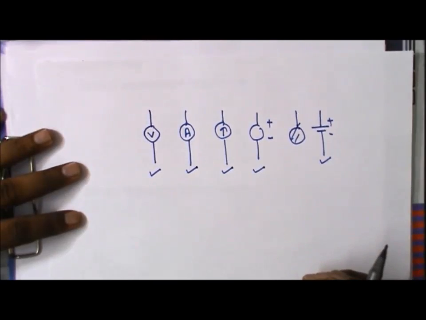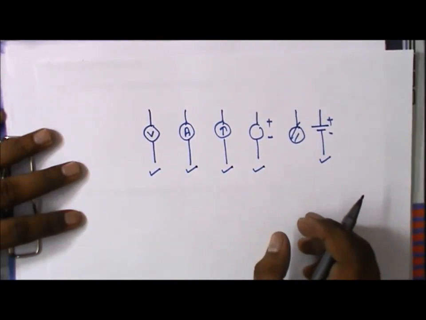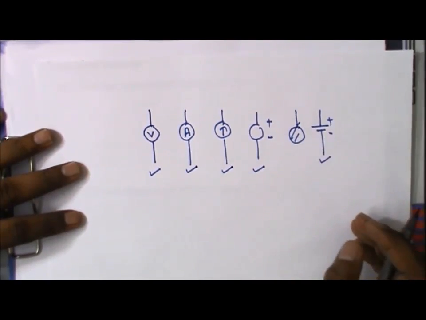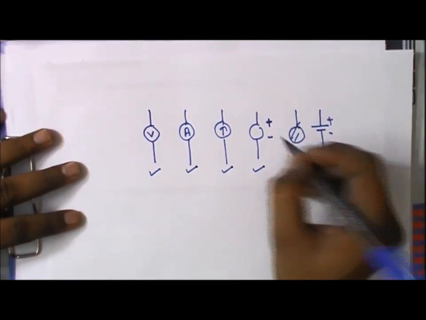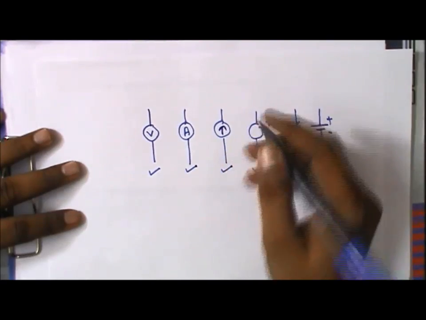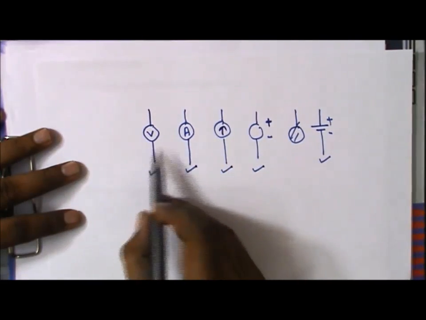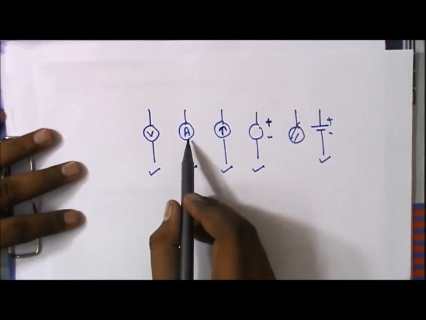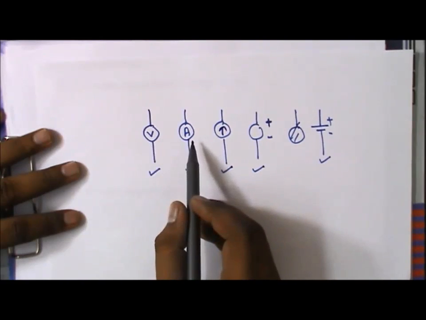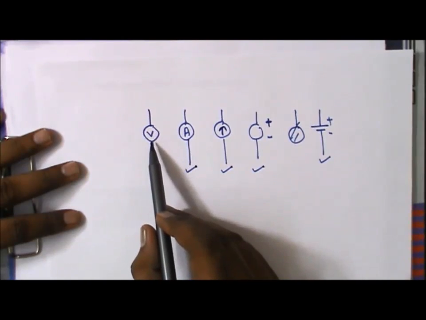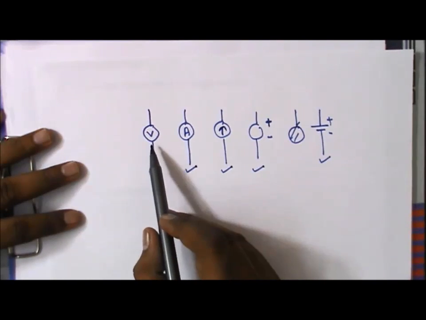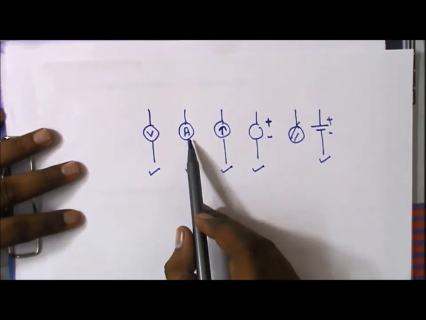How can we analyze just by seeing whether this is a current source or a voltage source? This polarity indicates that it is a voltage source. This direction indicates that it is a current source. In these two symbols, we have not shown any direction or anything. So we can say that one is a voltmeter and the other is an ammeter.